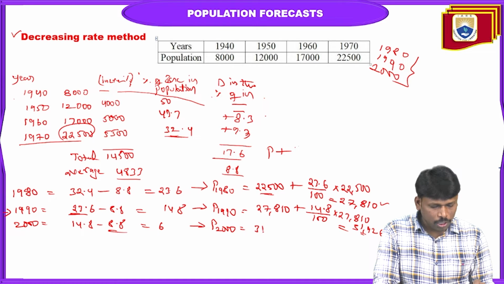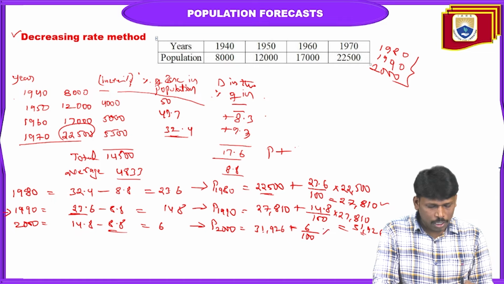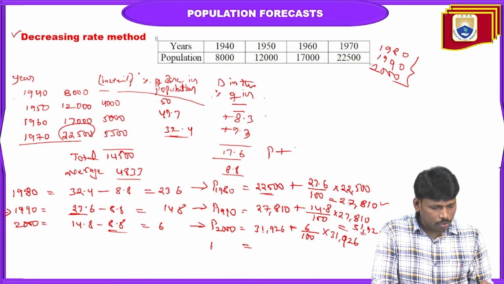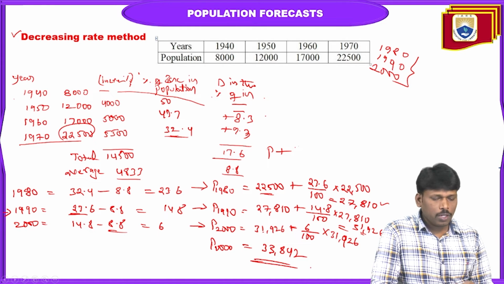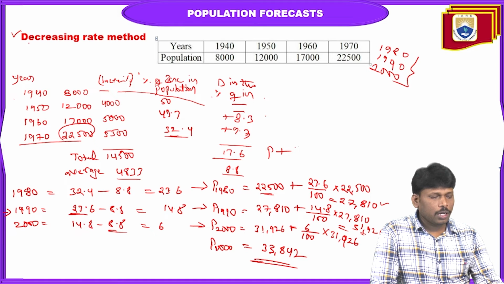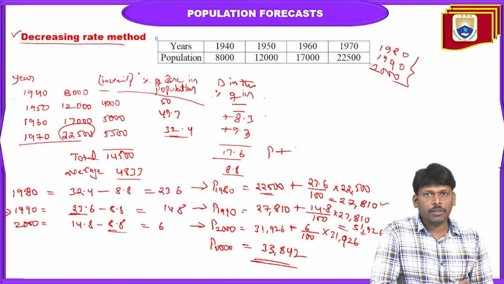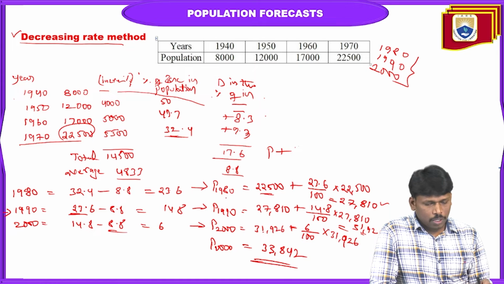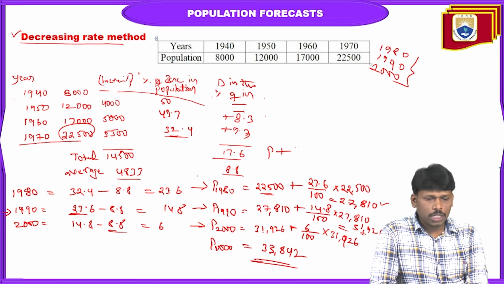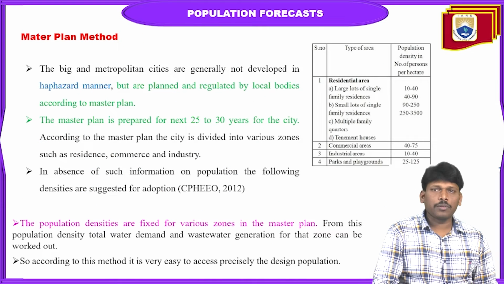It becomes this one, 31,926 plus the average value of 6 that we obtained, and it is equal to, again, 31,926. So the population at 2000 is equal to 33,842. So in this way we need to estimate the population according to the decreasing rate method. So I think it is very clear. I am moving to the next topic, that is the master plan method.